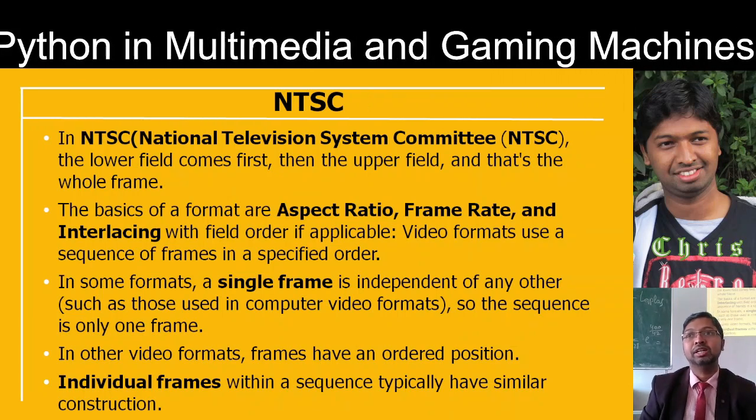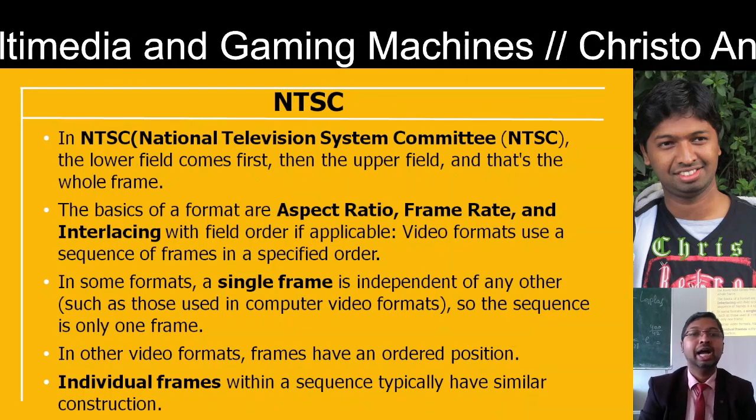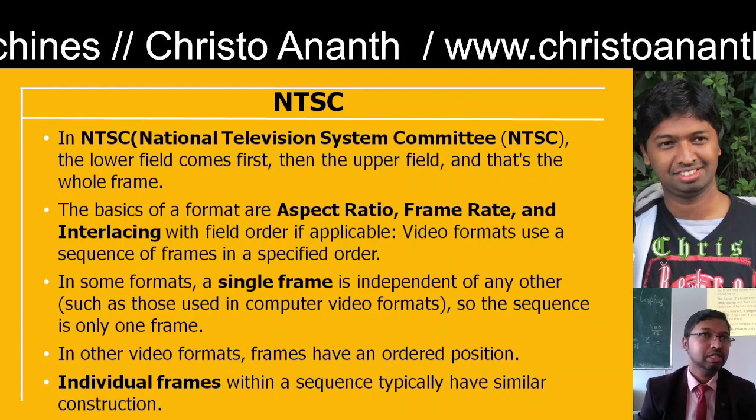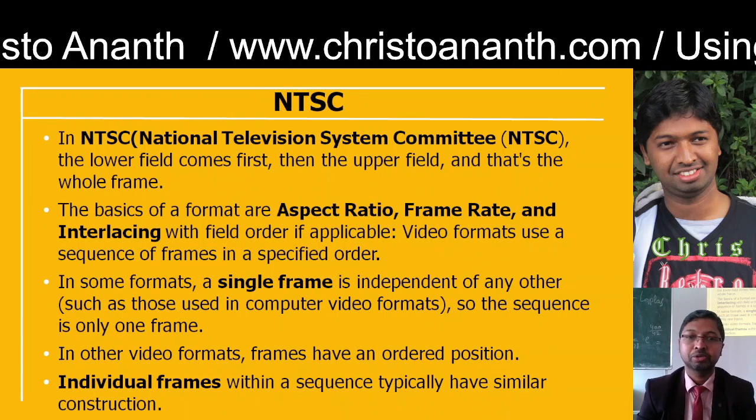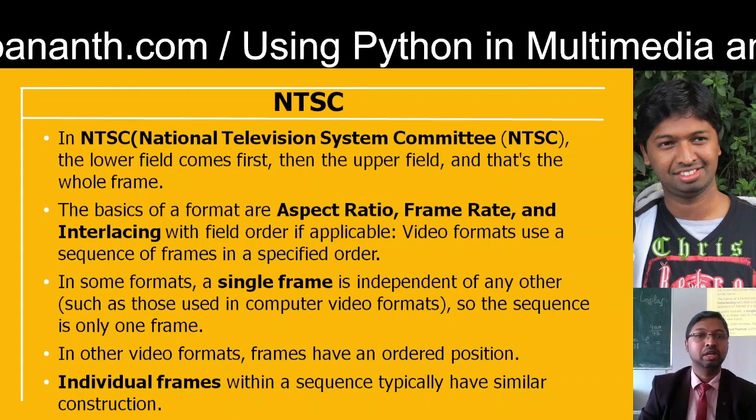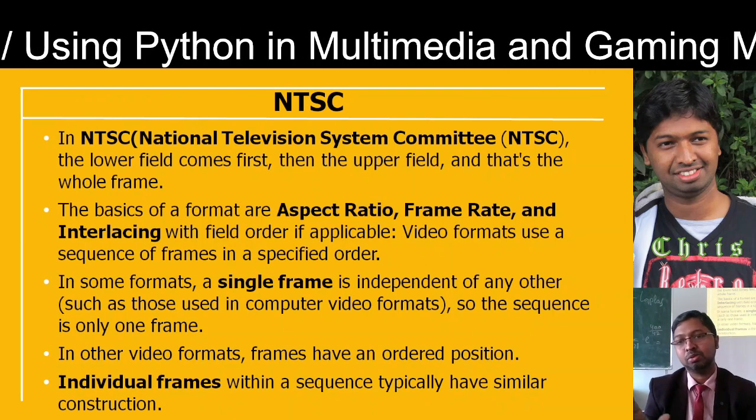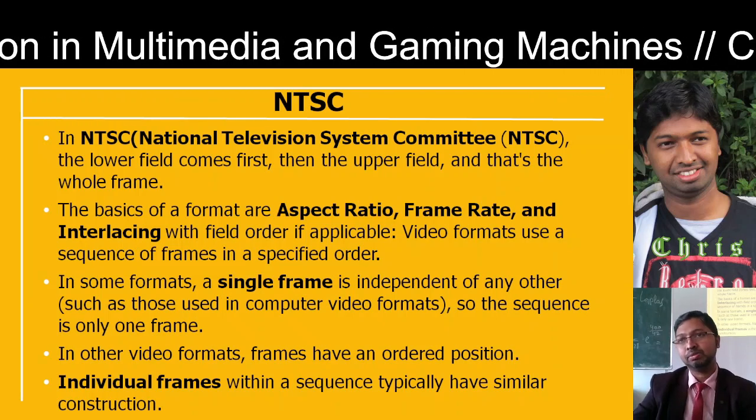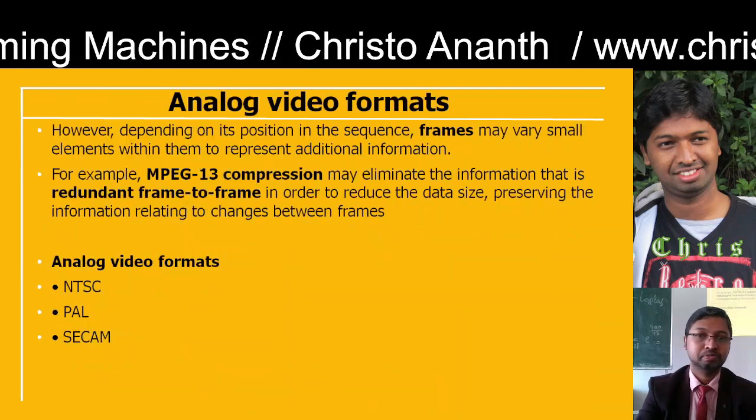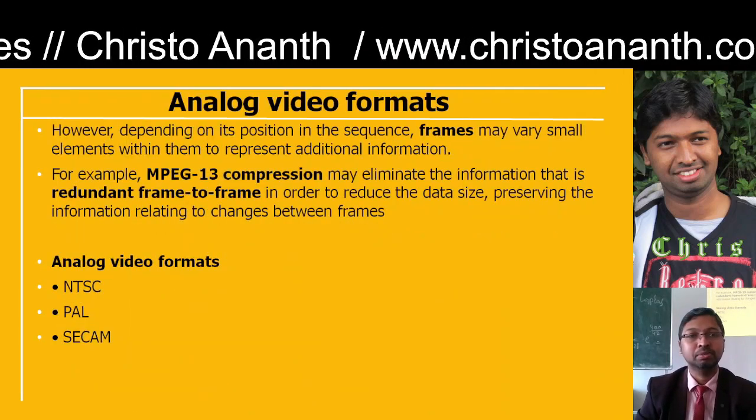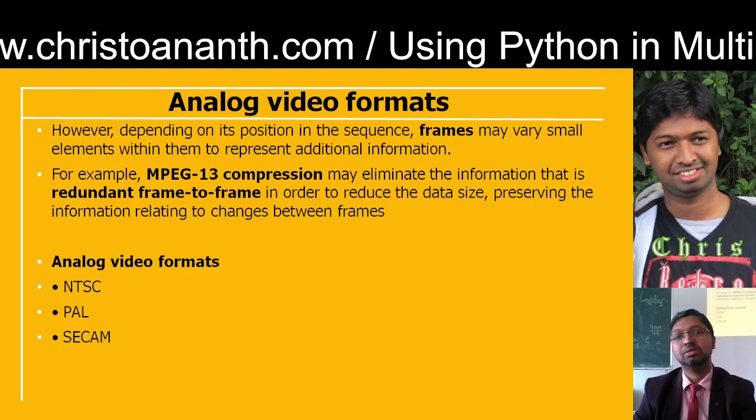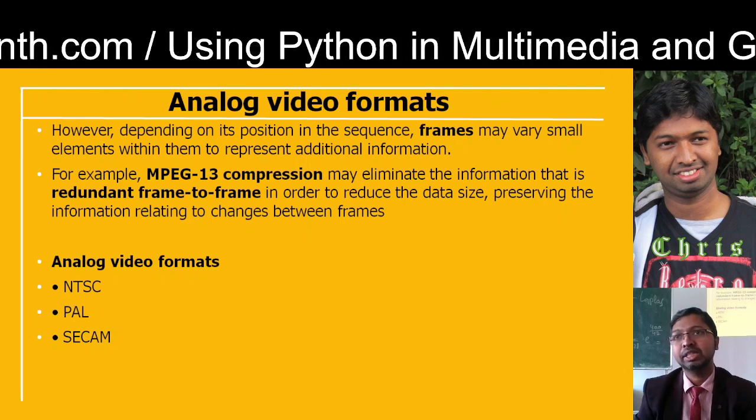Frame rate is also there, the rate at which the frames are being sent, and interlacing is also there. Video formats use a sequence of frames in a specified order. Here the single frame will be independent of the others, so the sequence is just one. In other video formats, frames have an ordered position, and individual frames within a sequence have a very similar construction. These are the analog video formats. Depending on the position, frames may vary in small elements. That's how you represent the additional information.